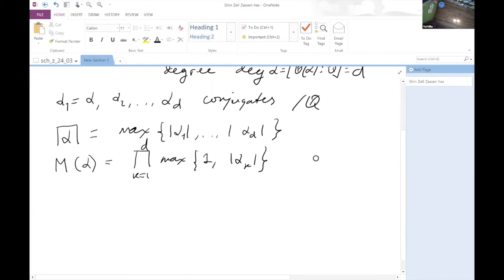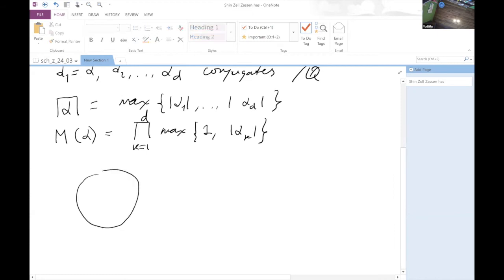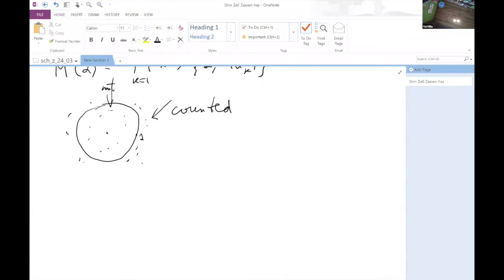So if we draw a unit circle on the complex plane, 0, 1, some of the conjugates will be outside, and some will be inside. So we only count those who are outside in this product, only their absolute values, not those who are inside. These are counted, these are not counted.